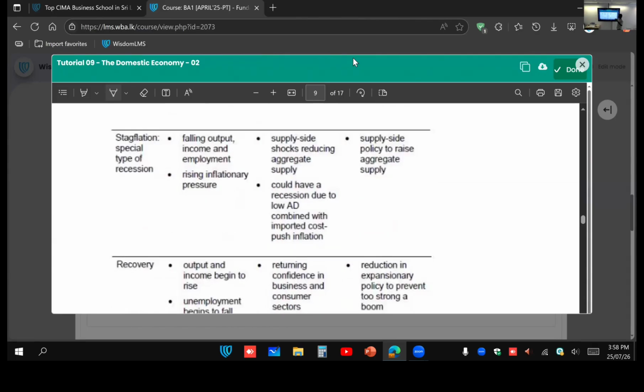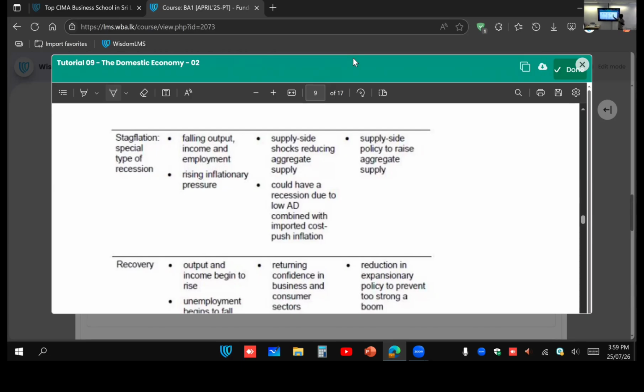Secondly, stagflation. What was stagflation? Reducing output, increasing prices. So falling output, income and employment, with rising inflation pressure. The causes: supply side shocks, reducing aggregate supply, such as COVID-19, tsunami, natural disasters, whatever. Supply side shocks could cause a recession due to low aggregate demand combined with imported cost push inflation, right?